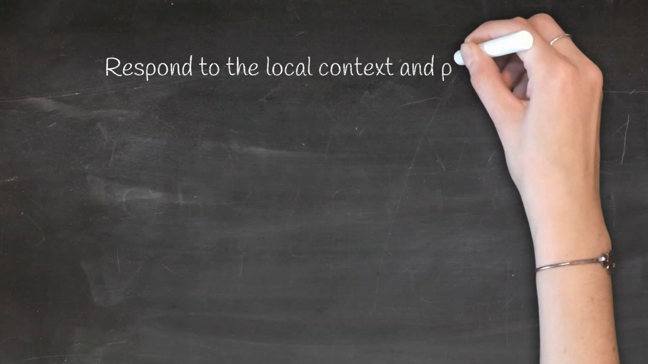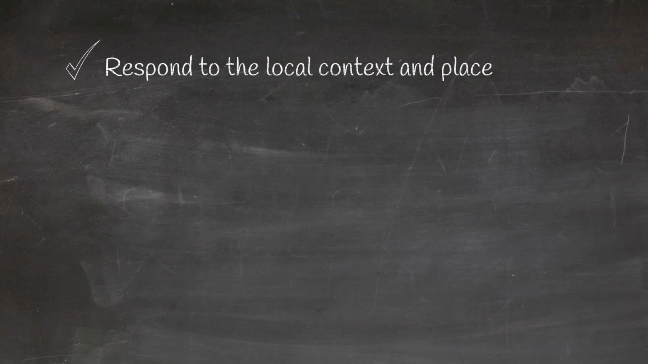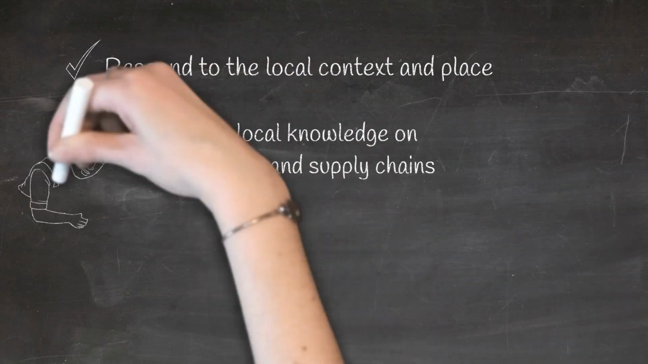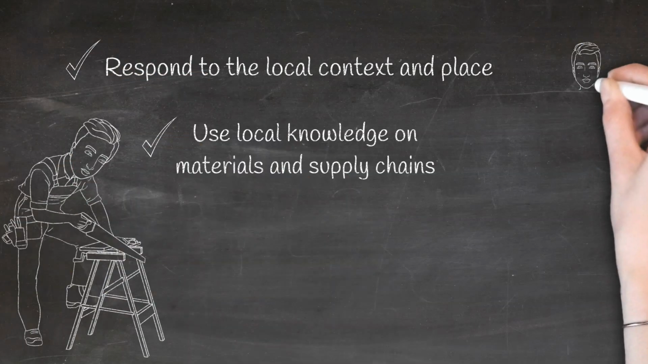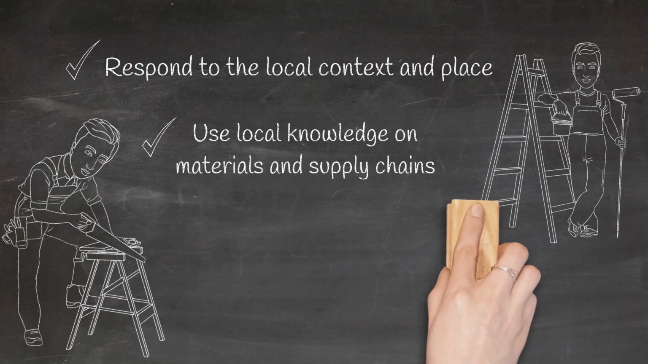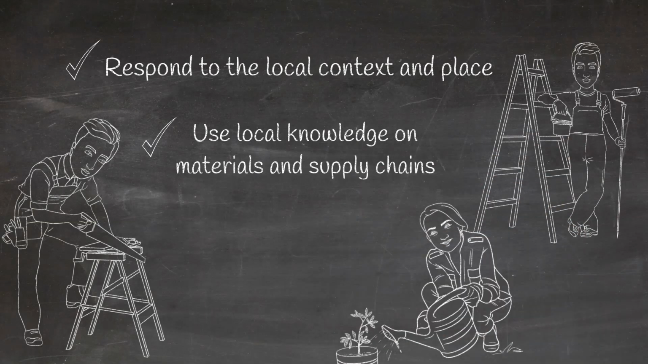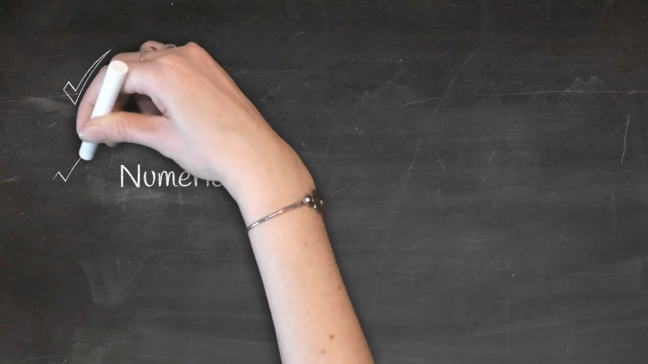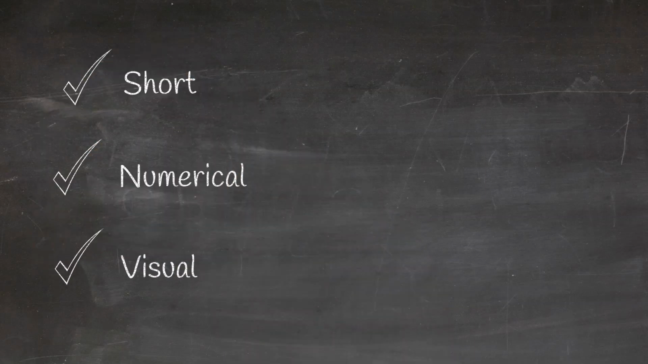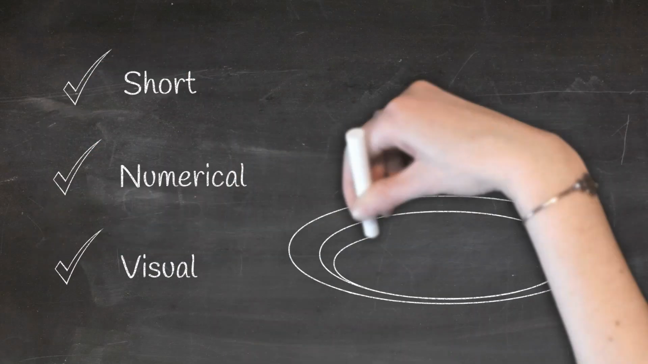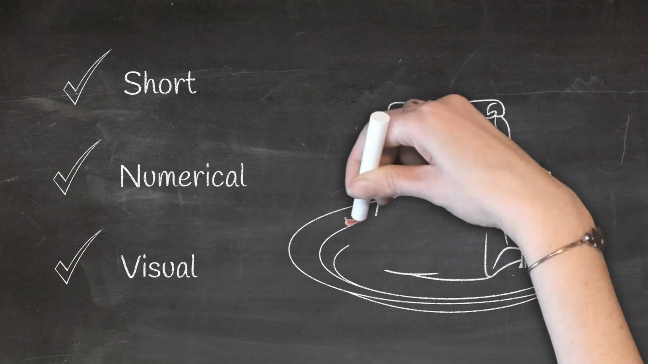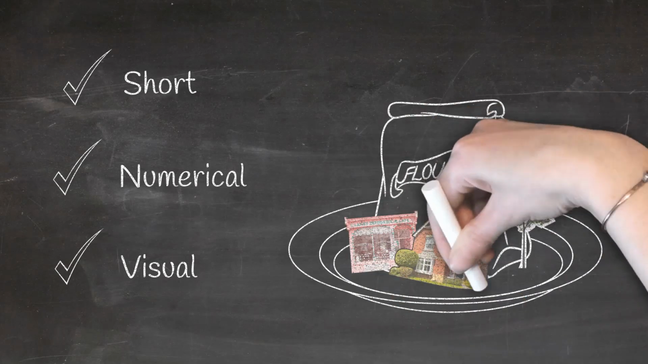Thirdly, design code should respond to their local context and place. Code should be informed by local knowledge on materials and supply chains, collected from conservation officers, builders, neighbours, and local craftspeople. Finally, code should be kept short, numerical, and visual where possible. They should be thought of as a recipe book for a place, with a list of ingredients and how to use them. The simpler and more concise, the better.